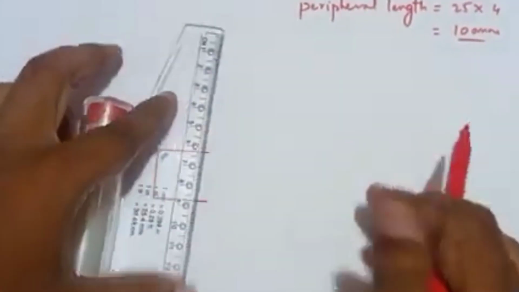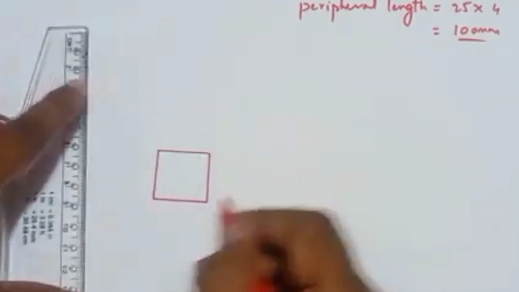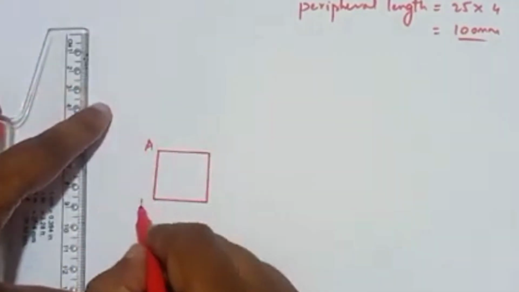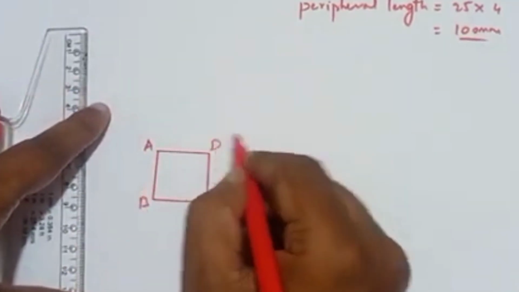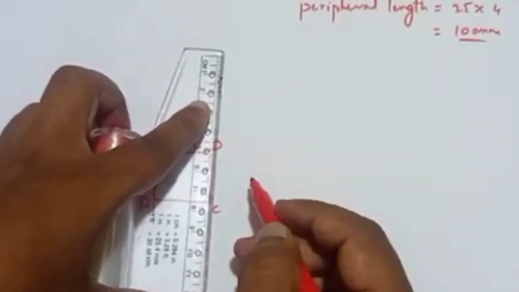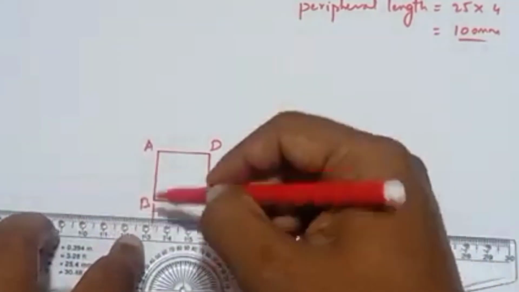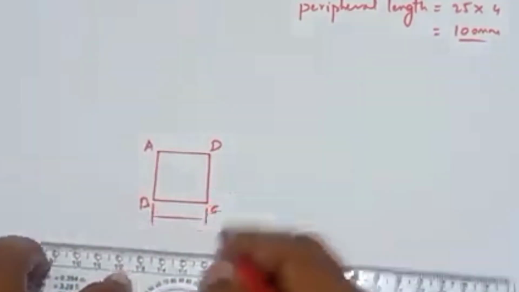So here, the peripheral length I have already found out initially. The peripheral length is required for solving this problem. That is 25 times 4 sides, that is 100 mm. For one edge you can show the dimension of 25 mm.